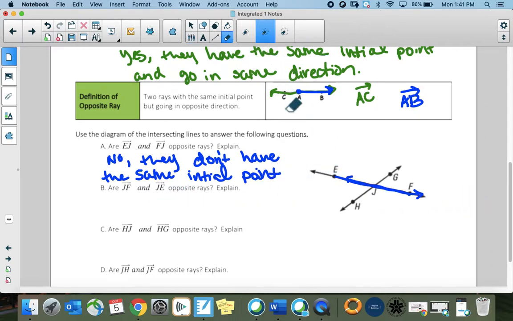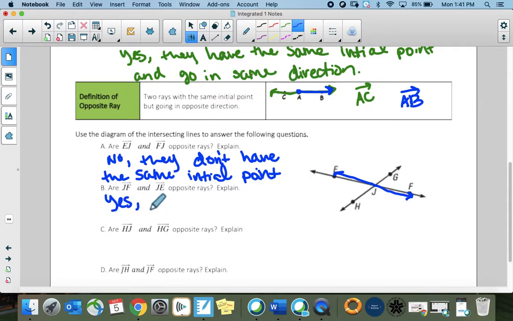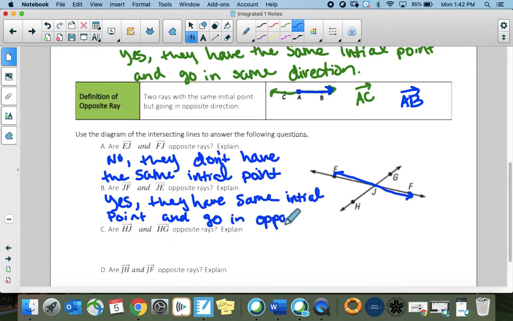All right, so then the next example, JF and JE, are those opposite rays? Yes, they go in opposite directions, right? Here's one, and here's the other. They go in opposite directions, and they start at the same point, J. So you'd say yes. They have the same initial point and go in opposite directions.